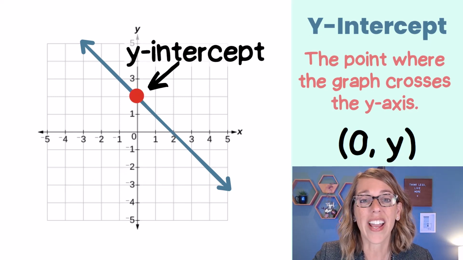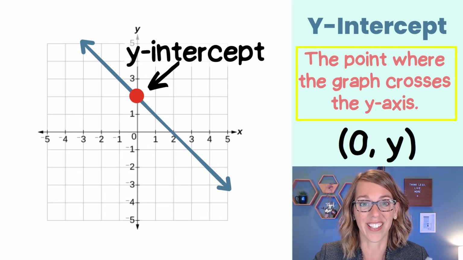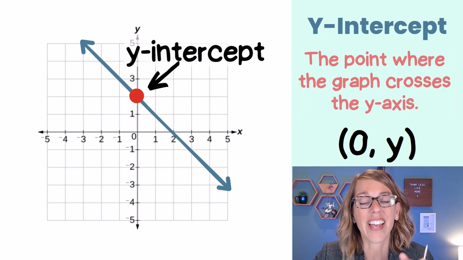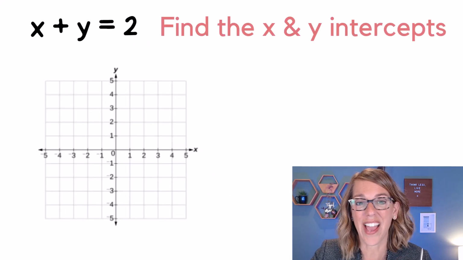I've also got a y-intercept. That's the point on the line where it crosses the y-axis. And notice how this point has a 0 for x. The equation of the line that we just saw happens to be x + y = 2.